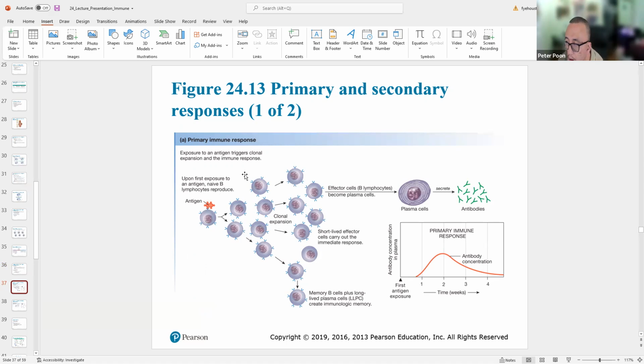Okay, so the antigen binds to the B cell. The B cell will proliferate, they'll make clones. So here are the clones. The clones also cause memory B cells and effector cells. Effector cells are the plasma cells, which produce a large amount of antibodies. So you've seen the antibodies go up.